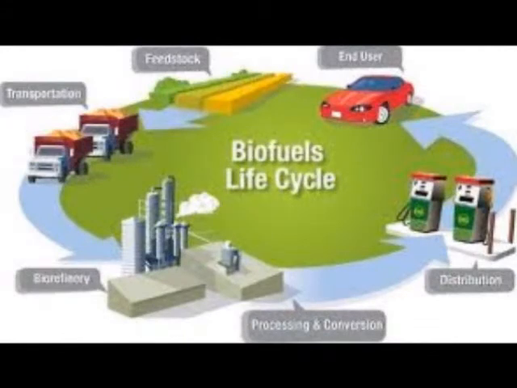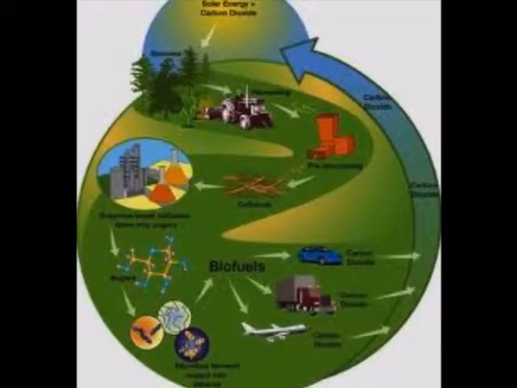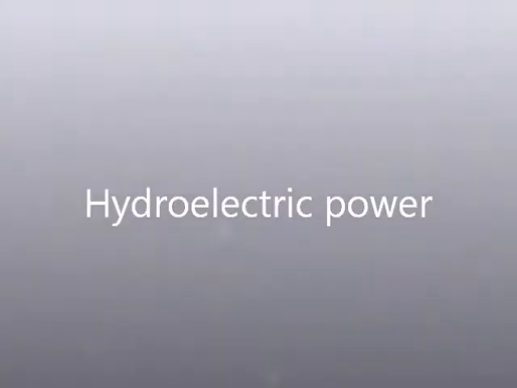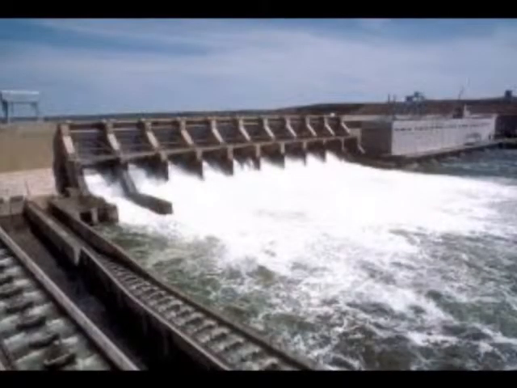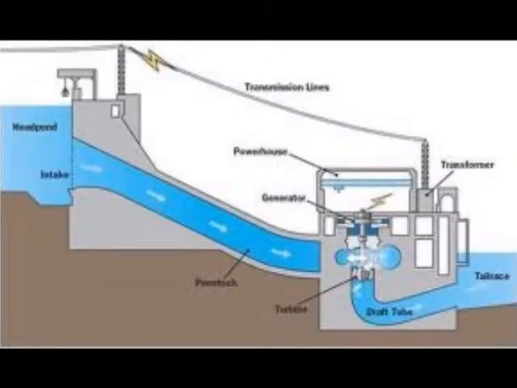Biofuel and ethanol are fuels that are made from animals and plants, mainly being used to power machines, for cooking, and to heat homes. Hydroelectric power is generated from dammed water that drives a water turbine and generator.